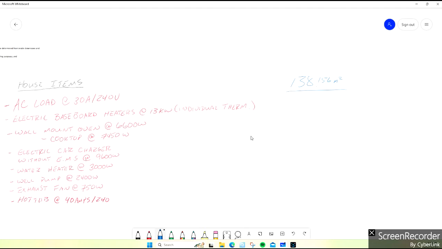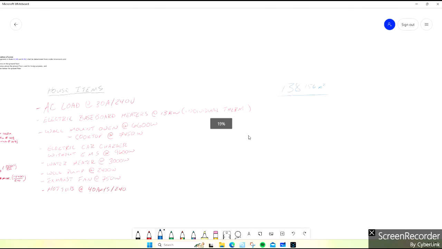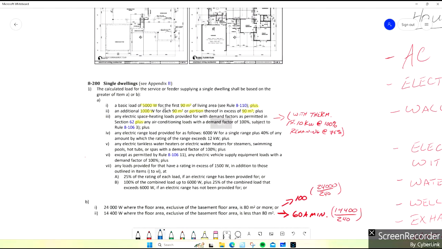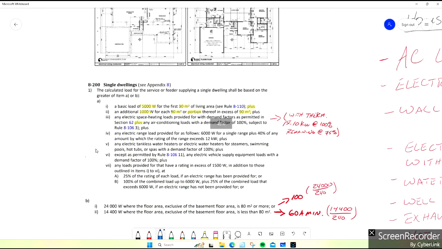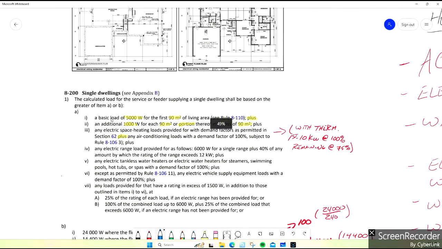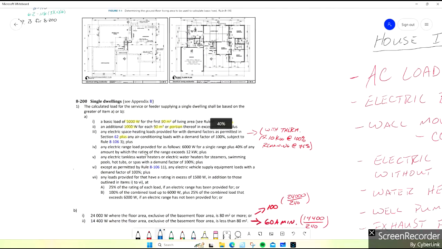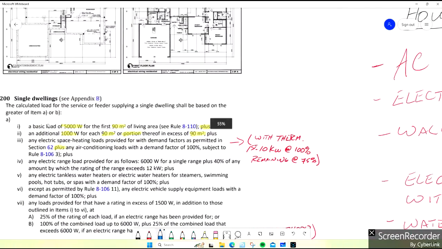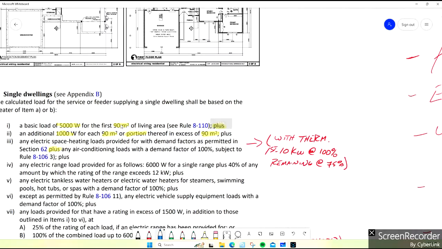When you look at the rule, it goes in a certain order. It starts off with basic load, gets into heating, air conditioning, electric range, and so on. When you're doing this calculation, you do not have to do it in this order, and you'll see why after. But typically, this is where you would start, doing your basic load, because you're starting with the dimensions. And it says everything's based on 90 square meter portions.